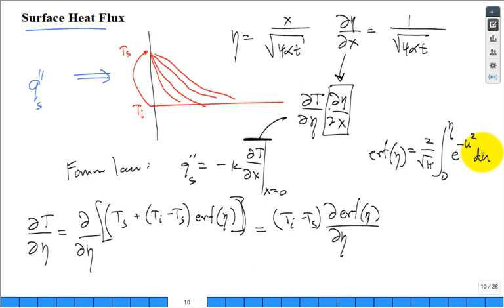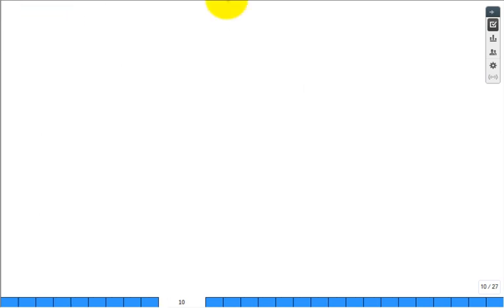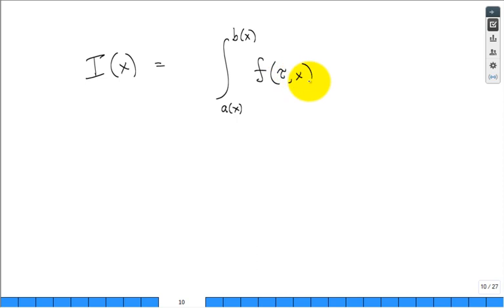All right, I'm going to get a clean sheet of paper here, just from memory, not prepared to talk about it. But you can have I as a function of x equal to the integral from a of x to b of x of an integrand, let's say f of tau comma x d tau. That's as complex as you can get.